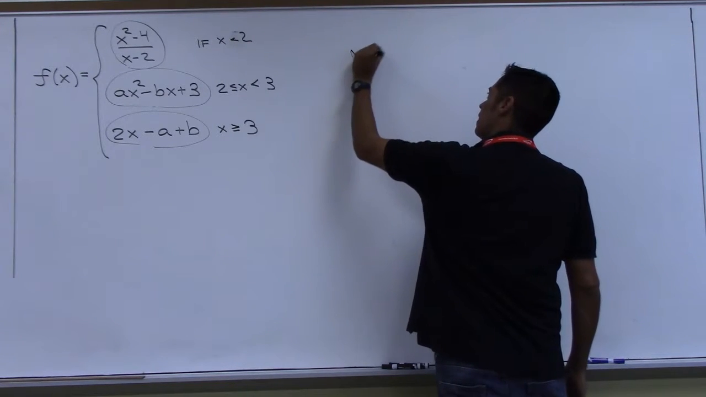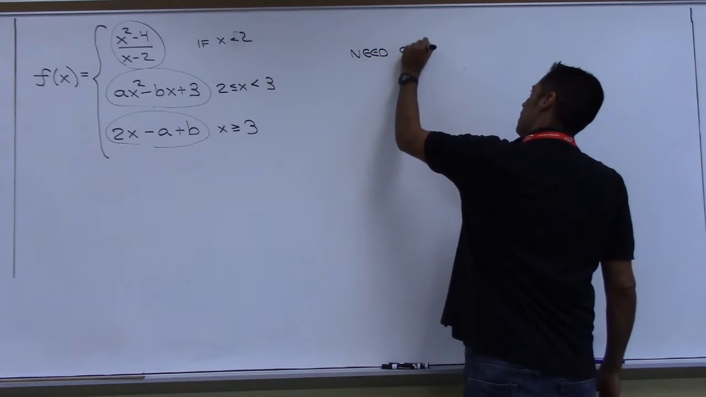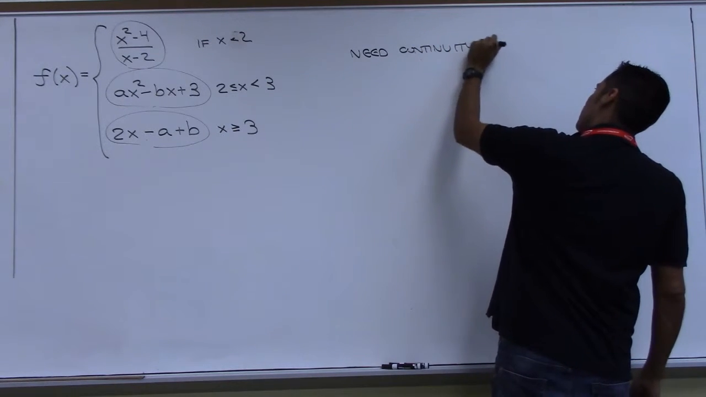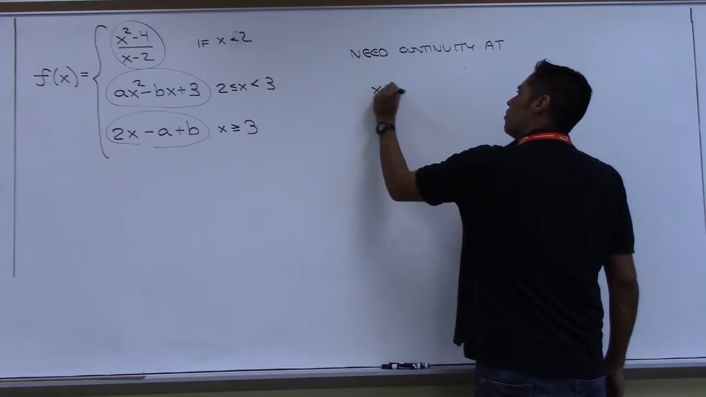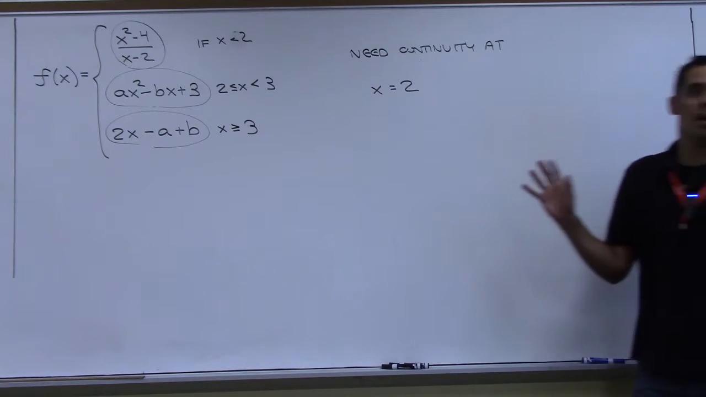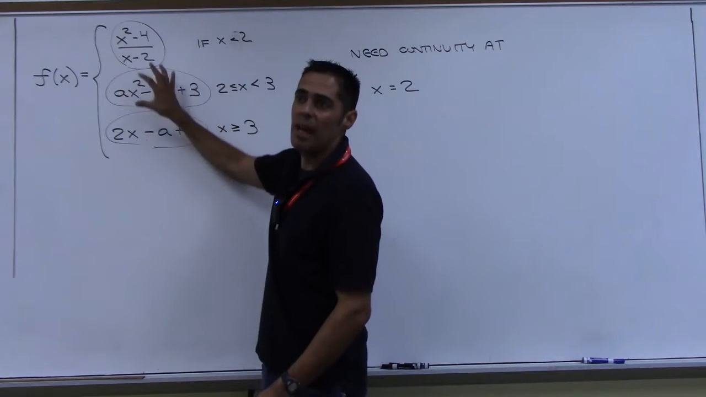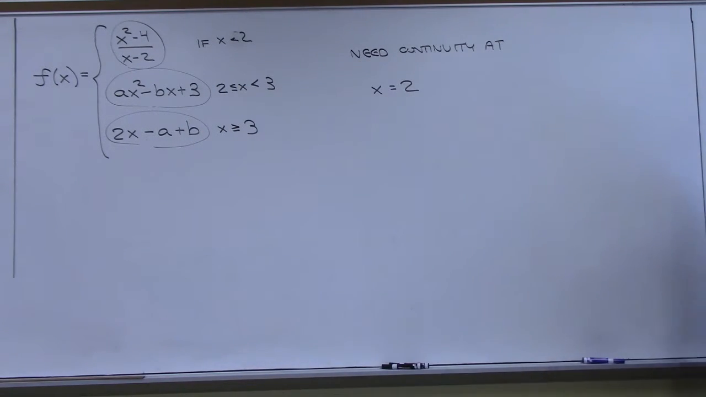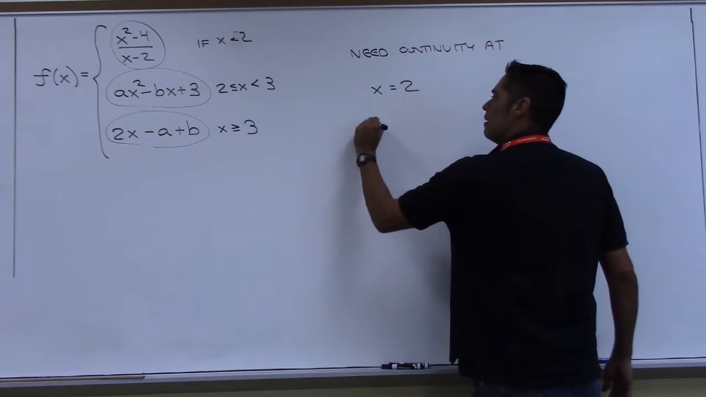I need continuity at x equals 2. Do you agree? 2 is the first place where I'm switching from one function to the next. That's the first place of interest. I need the continuity at that point. So let's write down what we mean, what we would need. Like what does being continuous at 2 mean?